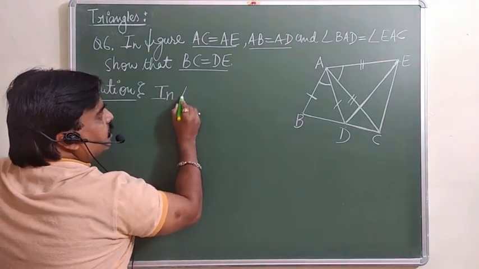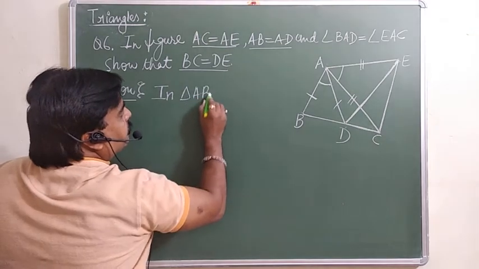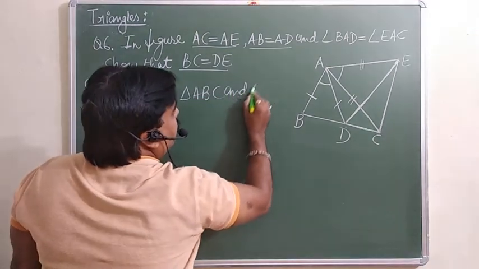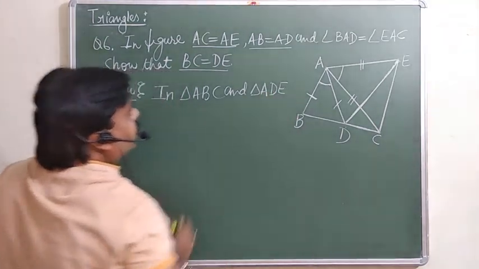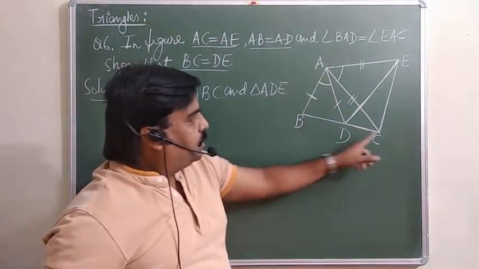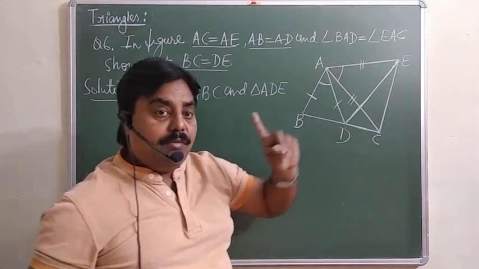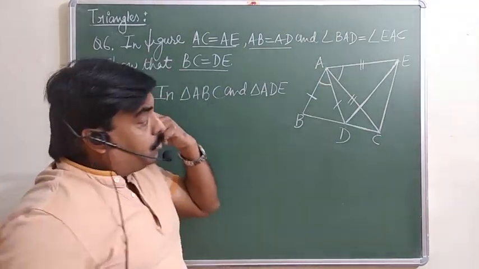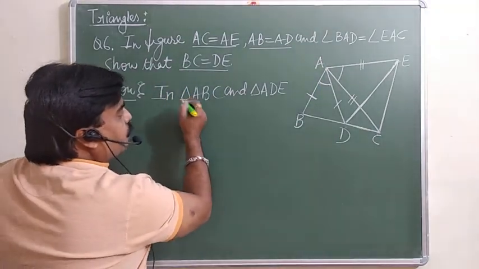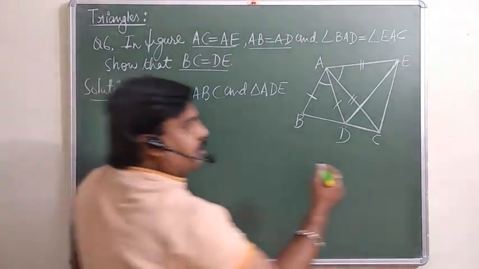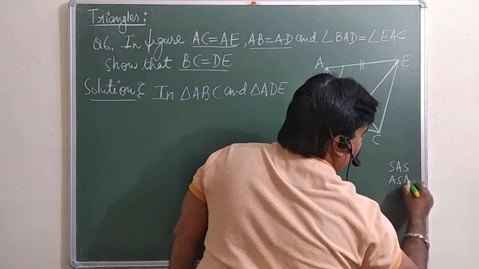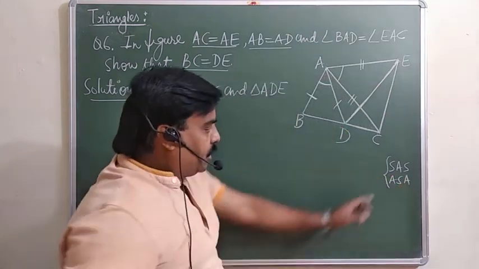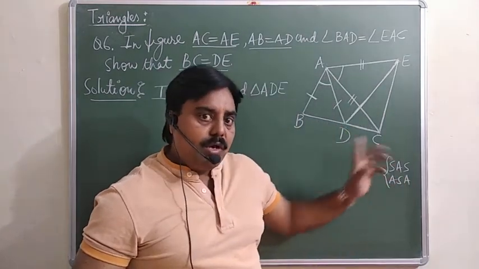So in triangle ABC and triangle ADE, you can take triangle ABC and ADE. And we already discussed that whenever we prove congruency, two pieces of information will be given. You are supposed to search for only one. Either you are going to apply SAS or ASA. Whichever rule you apply, two pieces of information will be given. One you are supposed to search for.